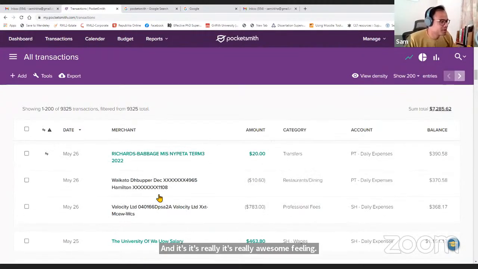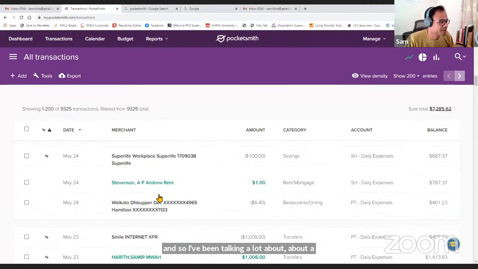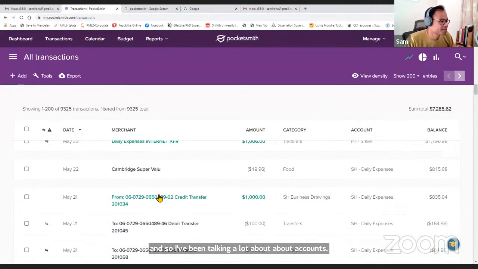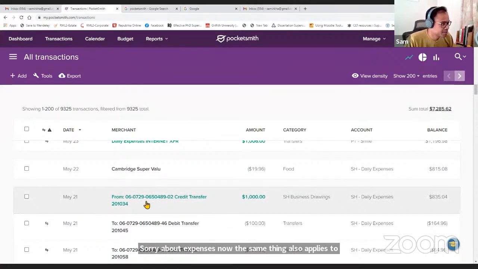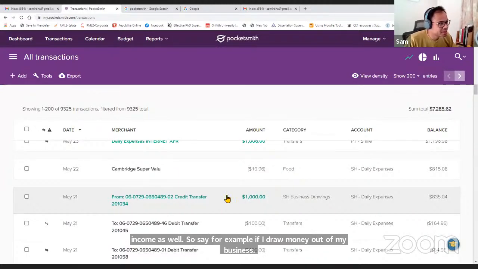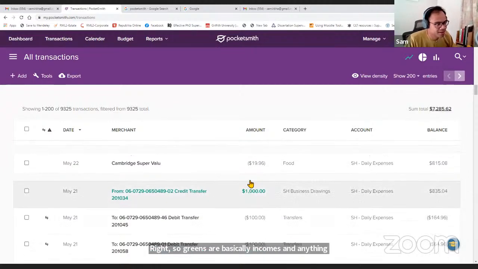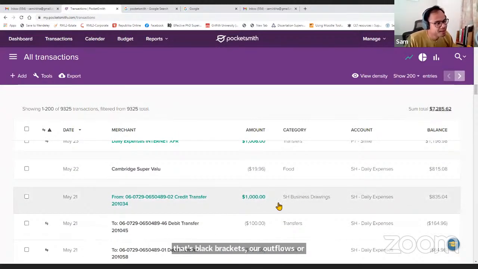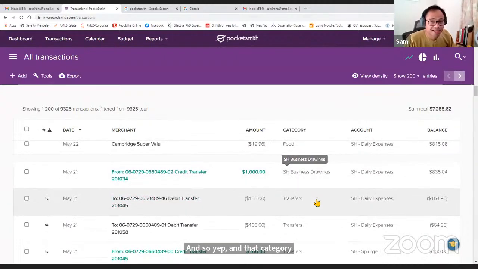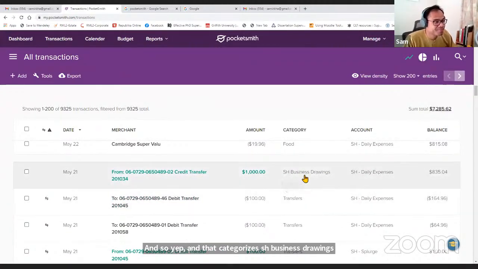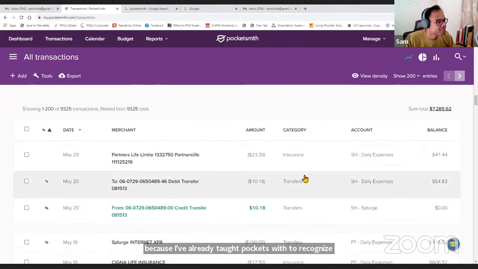And so I've been talking a lot about expenses. Now the same thing also applies to income as well. So say for example, if I draw money out of my business, right? So greens are basically incomes, and anything that's black brackets are outflows or expenses. Okay, and so yep, that categorizes as SH business drawings and categorizes that automatically as an income because I've already taught PocketSmith to recognize it as income.